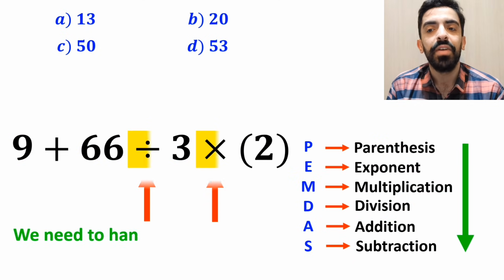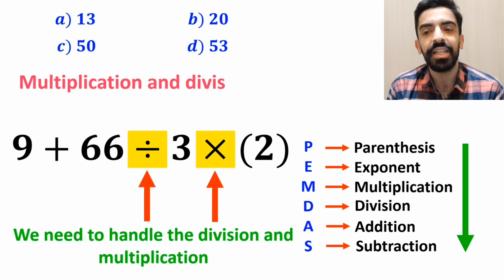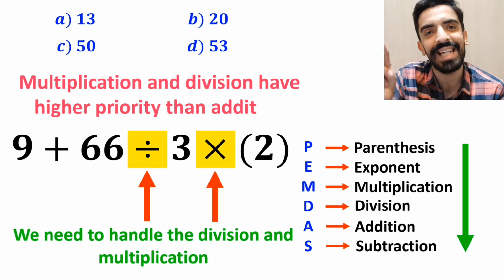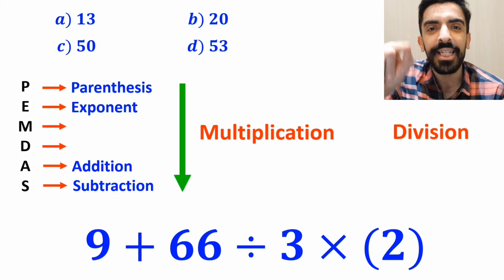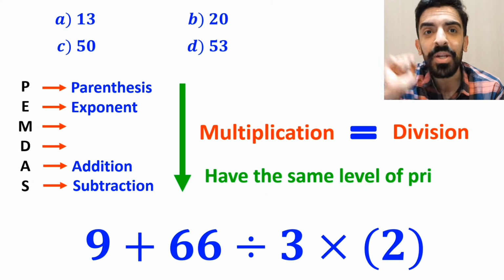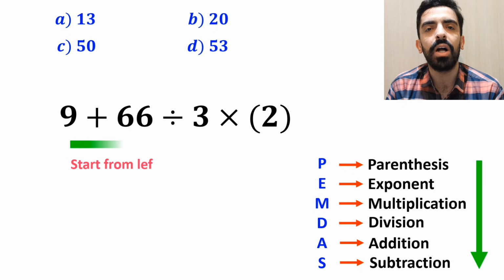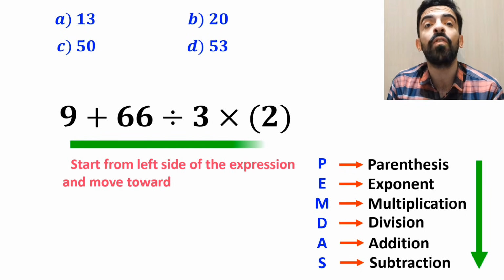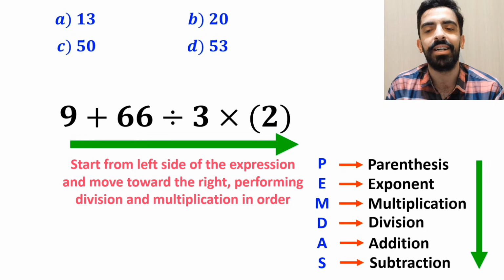And the next step, we need to handle the division and multiplication because multiplication and division have a higher priority than addition. However, it's very important to note that in the PEMDAS rule, multiplication and division have the same level of priority. In this case, the best thing to do is to start from the left side of the expression and move toward the right, performing division and multiplication in order.